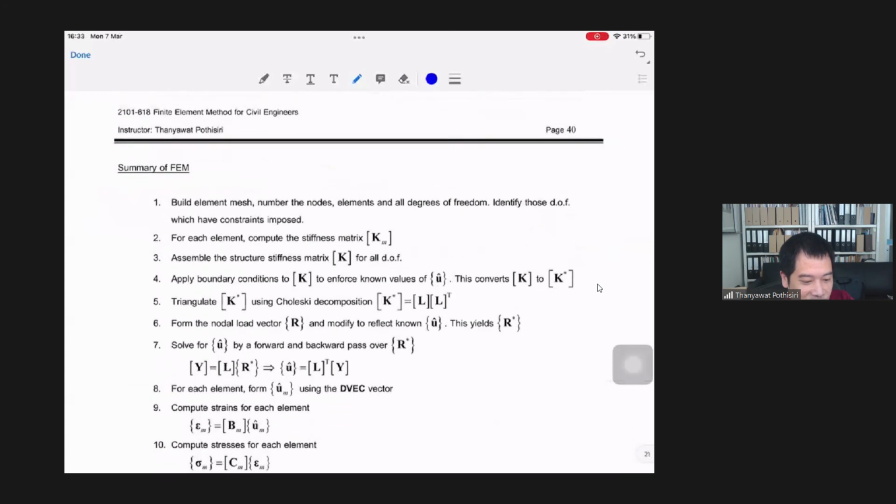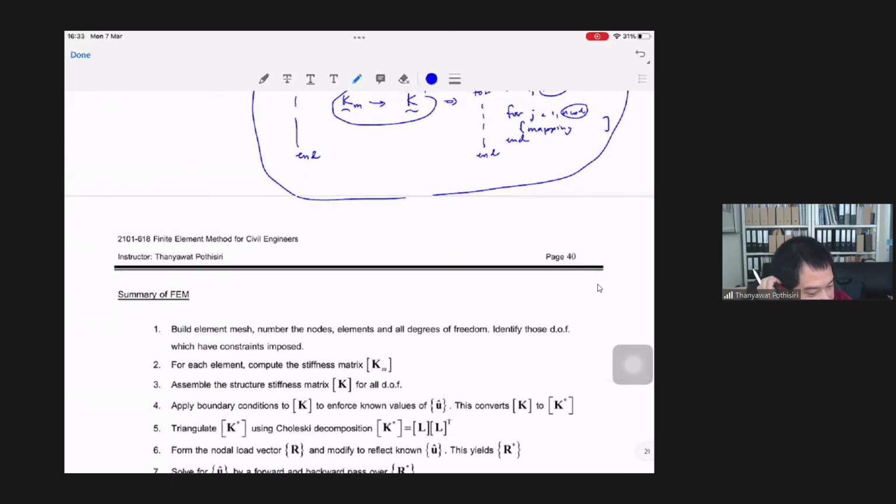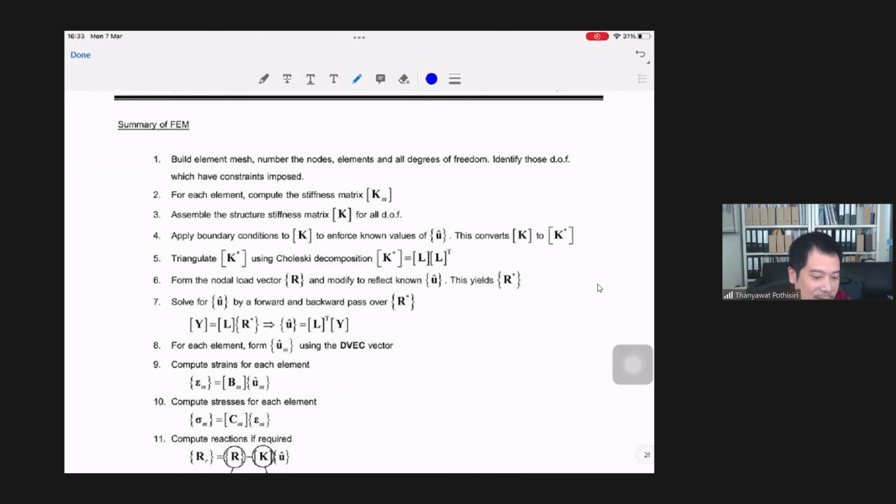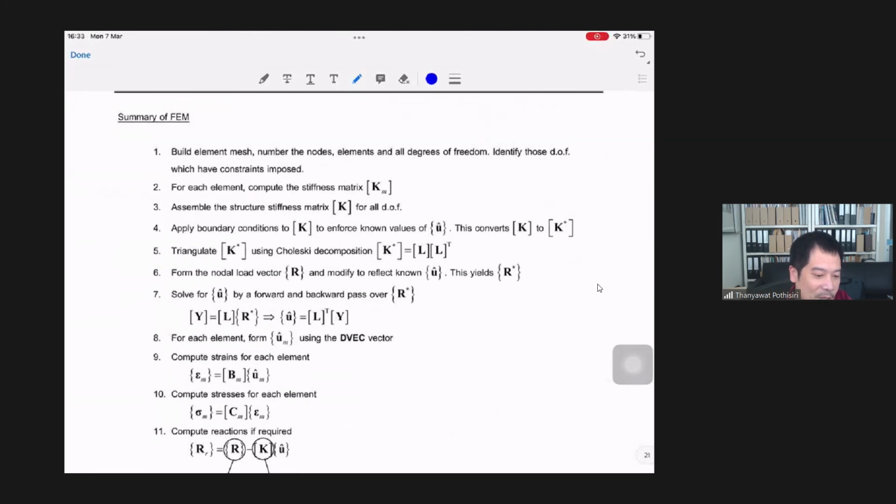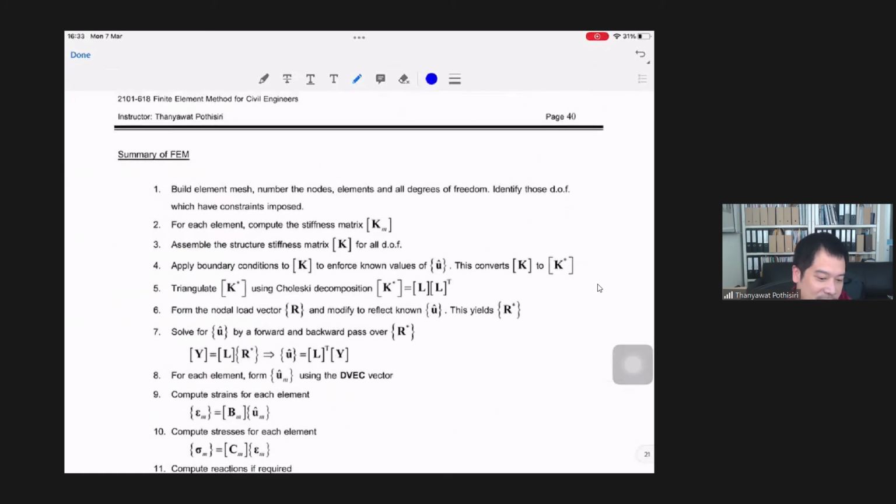All right. So to summarize what we have discussed, first, we would like to subdivide our domain into a number of elements. So that's step 1. You build a finite element mesh, and each element is interconnected with other elements at the nodes only. And at each node, the nodal quantities are characterized by the degrees of freedom.